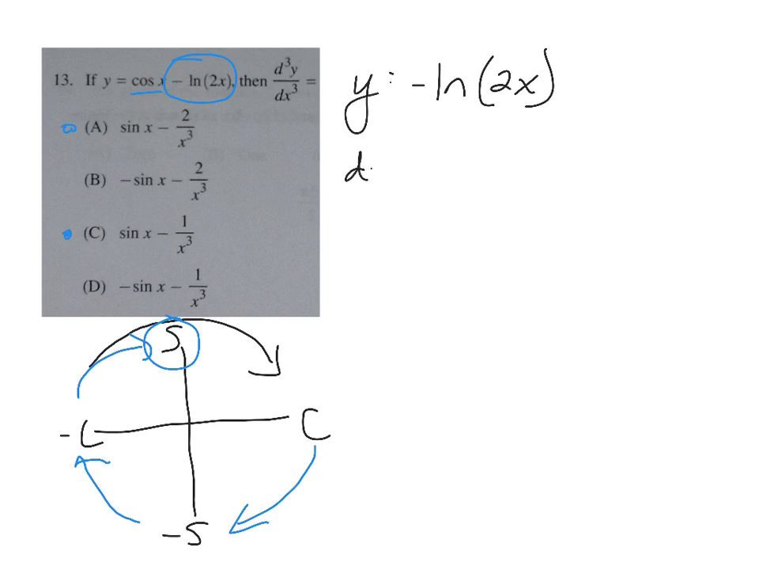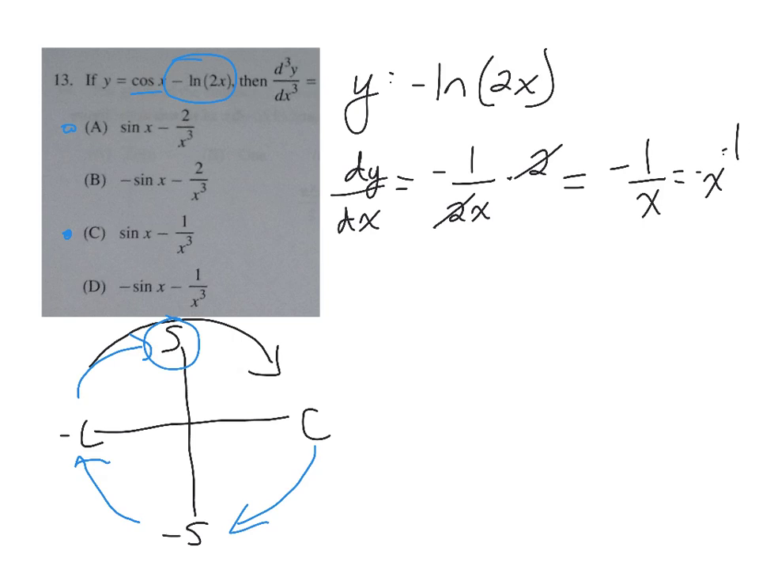So the first derivative, dy dx, we've got some chain rule, so this is 1 over 2x times the derivative of the inside, so we're going to get 2, and those will cancel out. I have negative 1 over x, or this is negative x to the negative 1.